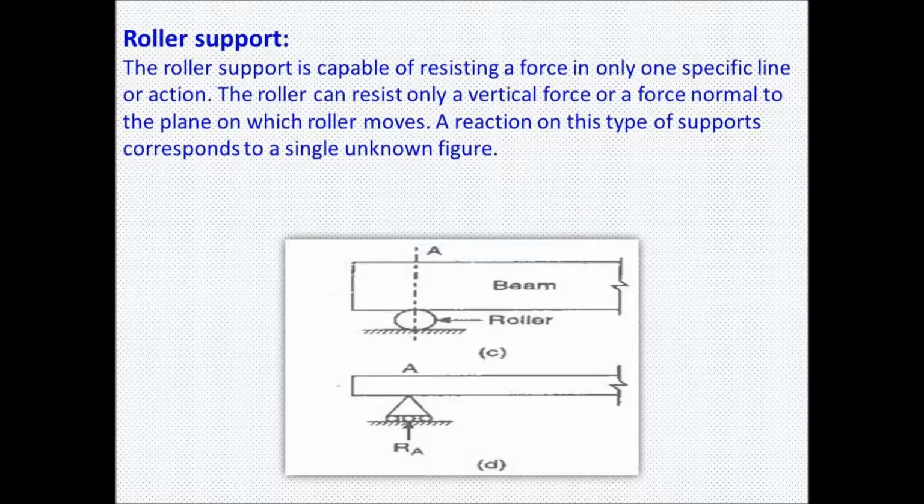Roller support. The roller support is capable of resisting a force in only one specific line of action. The roller can resist only a vertical force, or a force normal to the plane on which the roller moves. A reaction on this type of support corresponds to a single unknown figure.